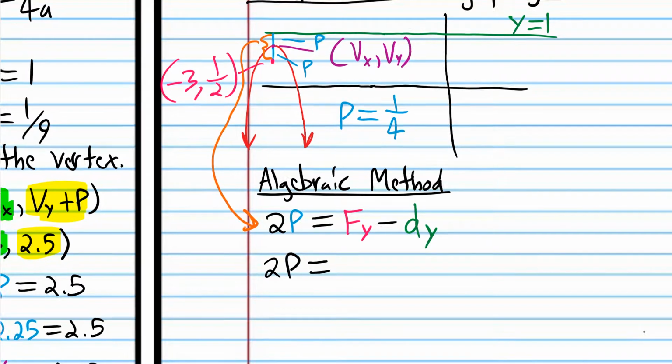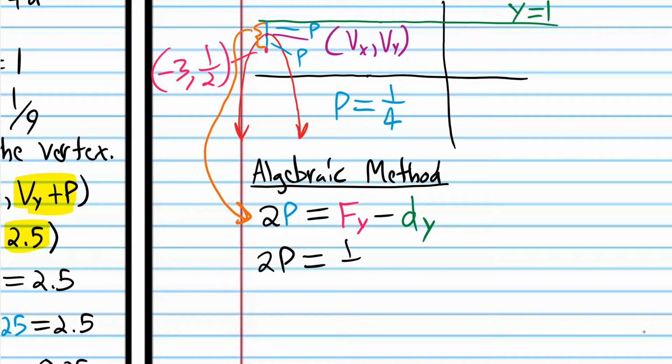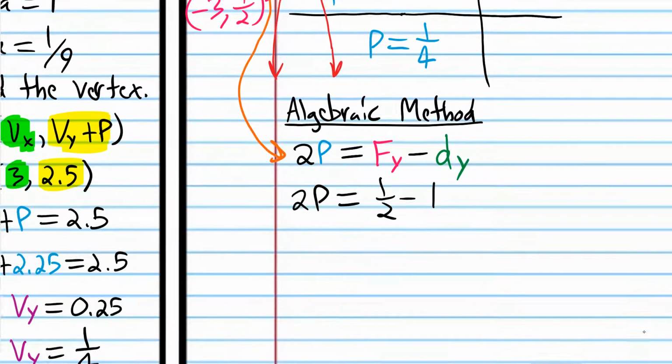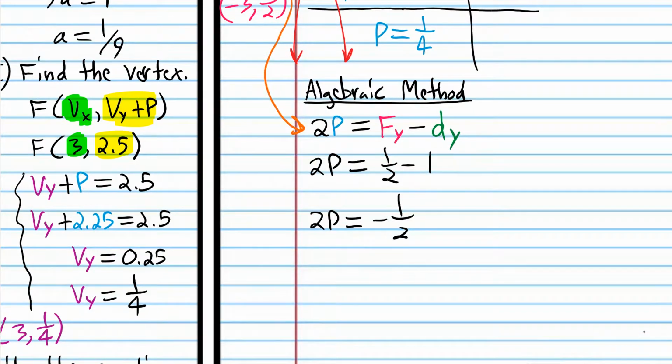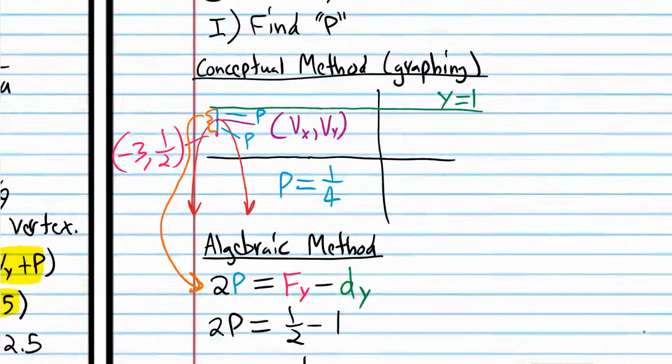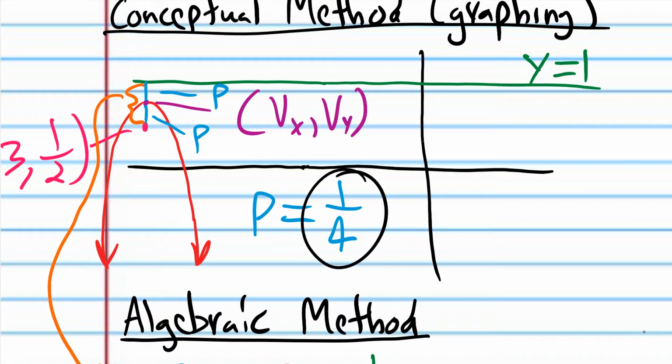The y value of the focus is 1/2, and the y value on the directrix is 1. So 2p is equal to 1/2 minus 1, which is negative 1/2. Divide both sides by 2, and we see p is equal to negative 1/4. I forgot to mention that this p value should be negative because the parabola is going down. It's easy to forget that using the conceptual method.